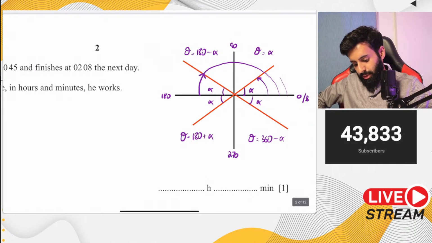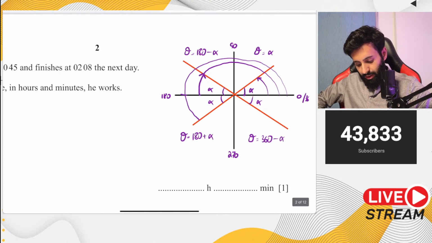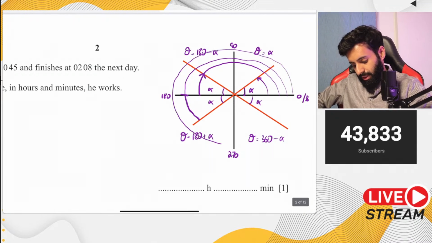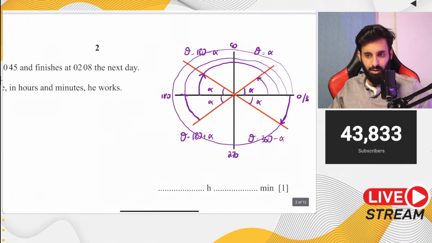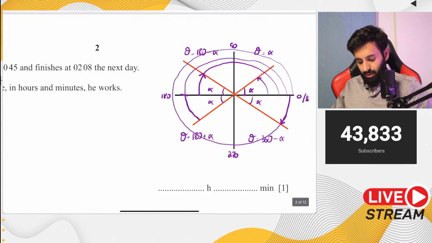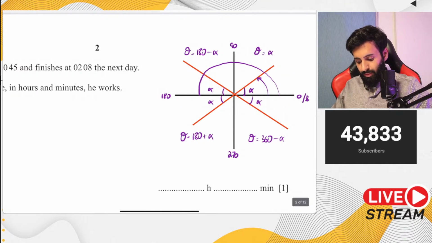And then for the other one, let's say you didn't stop, and up until here it's 180. Then you need to go alpha degrees further. So that's why it's 180 plus alpha. And then for the last one, let's say you went a full circle, now you need to come alpha degrees back. So that's why it's going to be 360 minus alpha. So I'm just going to erase that because it looks messy.